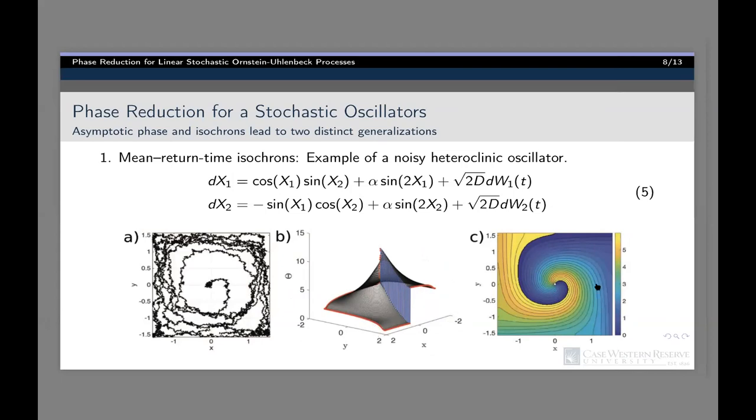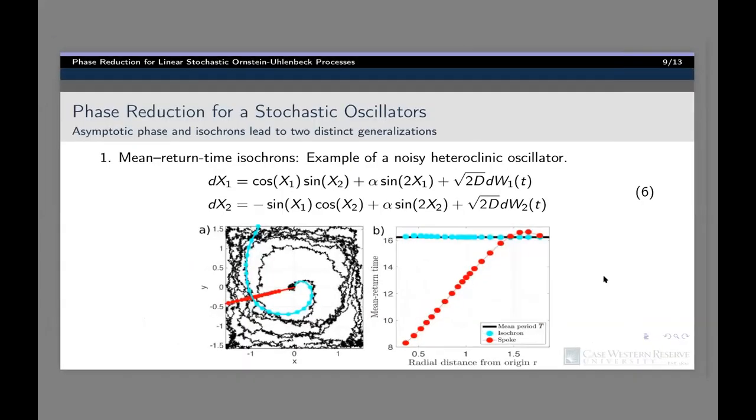Here's the level curves of the isochron function scaled to run from 0 to 2 pi. And if I take a contour of that isochron, one of those isochrons, and I look at the mean time it takes for a trajectory to return to the isochron after going around once, I see the uniform return time property. Whereas if I just take an arbitrary cut like a spoke of a wheel, then I have a non-uniform return time.